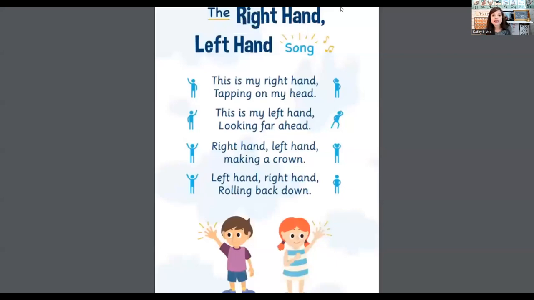You might already know this, but this direction over here is to the right, and this direction over here is left. Can you hold up your hand that is on this side, your right hand? Okay. Can you hold up your left hand?